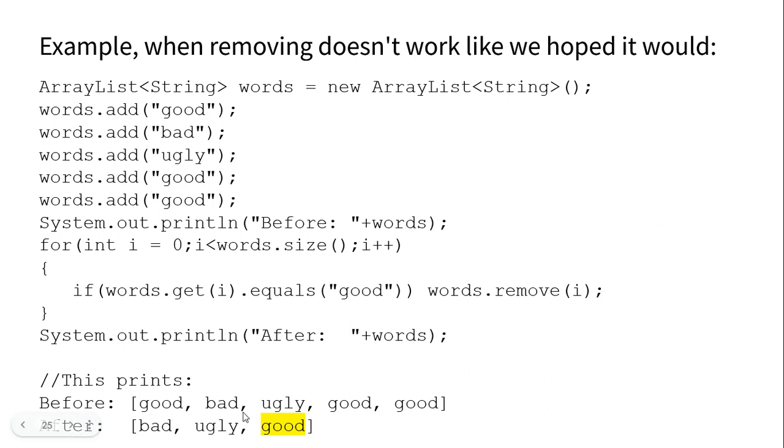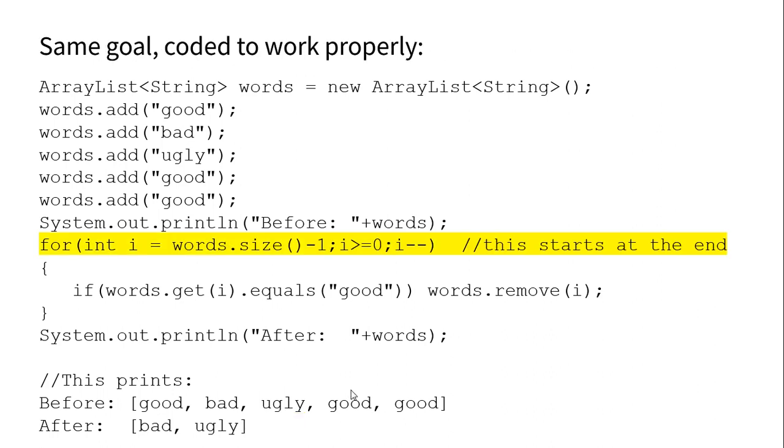Well, what happened was it deleted this first good, and then it actually didn't check this bad. It was now on to ugly, and then it checked this good and deleted it, and then it didn't check anymore because it had gone through the list, because the list keeps getting shorter every time you delete something. The i variable is out of sync with what you think. This fixes it. It's a simple fix. If you know you're going to delete things from an array list, start at the end and work backwards. Just one line changed and everything works perfectly.